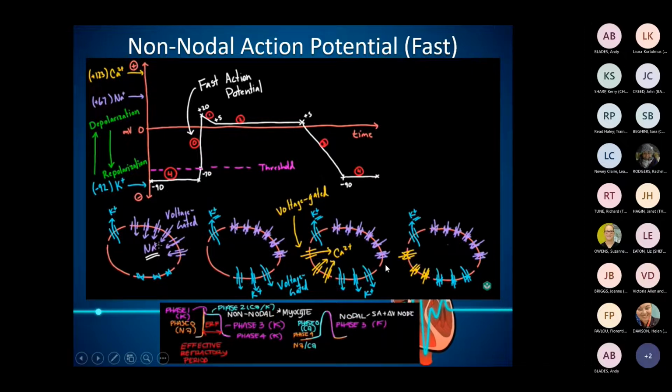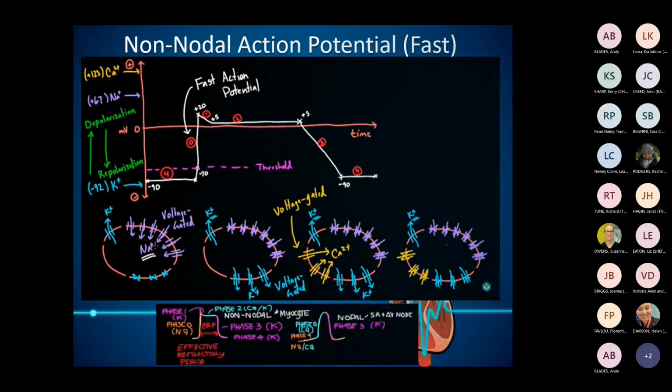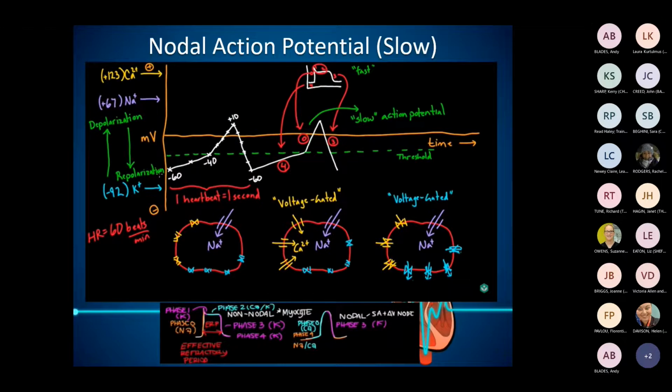What I'm going to show you in the next slide very quickly is less significant at this moment in time. The main thing to understand from this image is the difference between this non-nodal action potential, which is referred to as a fast action potential, and a slow action potential. Here it's quite similar. If someone has a heart rate of 60 beats per minute, this entire action potential cycle takes 1 second, because it's 1 heartbeat per second as well.